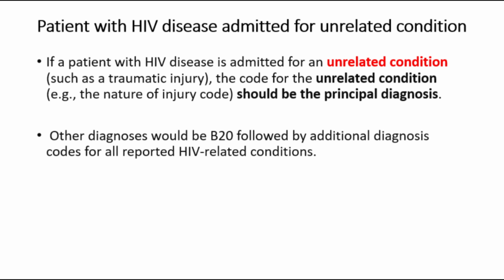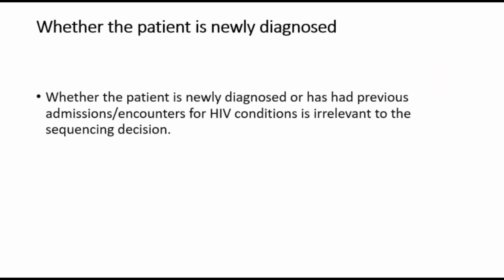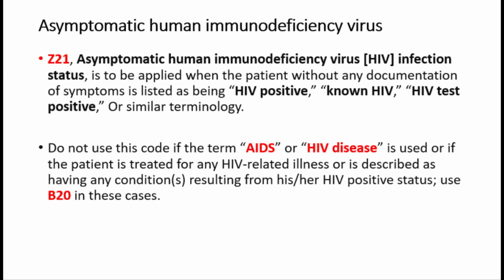If a patient with HIV disease is admitted for an unrelated condition, such as a traumatic injury, the code for the unrelated condition, example, the nature of injury code, should be the principal diagnosis. Other diagnoses would be B20, followed by additional diagnosis codes for all reported HIV-related conditions. Whether the patient is newly diagnosed or has had previous admissions or encounters for HIV conditions is irrelevant to the sequencing decision.